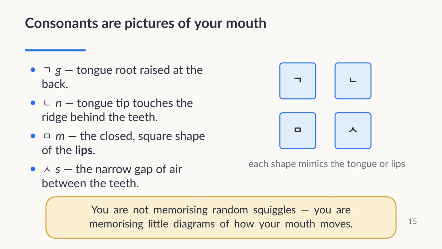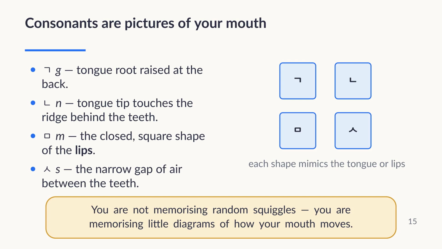Before the tables, let me convince you that consonants really are pictures of your mouth, because this insight turns rote memorization into understanding. Take the letter G, written as a shape like a bent corner. When you say a hard G, the back of your tongue rises to touch the roof of your mouth, and the letter is drawn as exactly that, the raised back of the tongue.